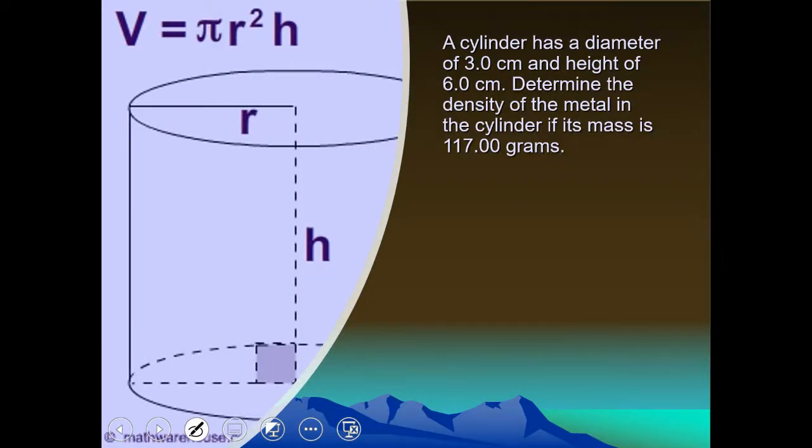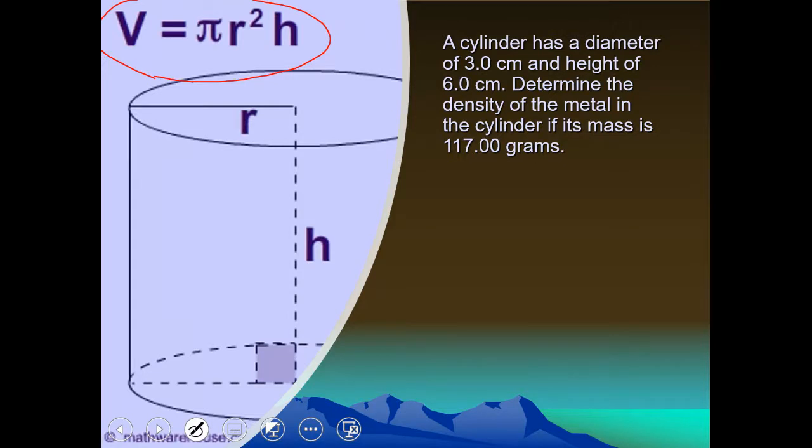Now, what if an object has a regular shape? There are, for example, cylinders, cubes, cones, spheres. If an object has a regular shape, you can use equations that you've learned in math class to determine the volume of that object.